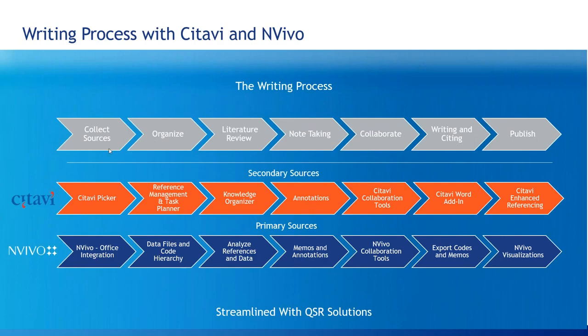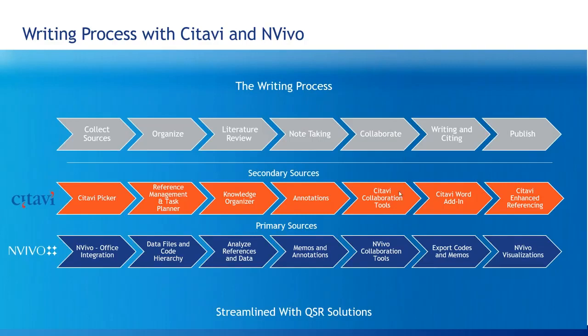So here, if you can see, you can collect sources with both. I'll be showing you the Citavi Picker. You can organize your references and tasks and plan. And then in NVivo, it's all about organizing your data and your coding. For the literature review, I'll show how you can use the Knowledge Organizer as an outline in Citavi, and then within NVivo, it's analyzing your references and data, and you have the coding structure there. Both can help with note taking. We have annotations in Citavi, and then memos and annotations in NVivo.